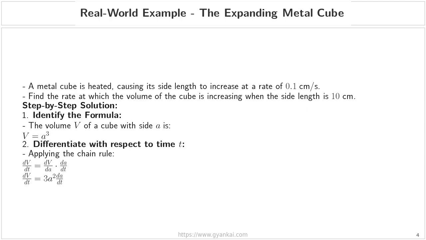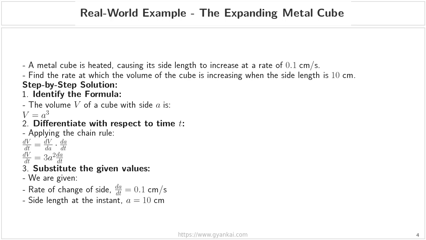Step 2 is to differentiate this formula with respect to time, t. Because the side length is a function of time, we must apply the chain rule. The rate of change of volume with respect to time, denoted as dV over dt, is equal to the derivative of volume with respect to the side length, multiplied by the rate of change of the side length with respect to time, which is da over dt. When we differentiate a cubed, we get 3a squared. Therefore, our differentiated equation is dV over dt equals 3a squared times da over dt.